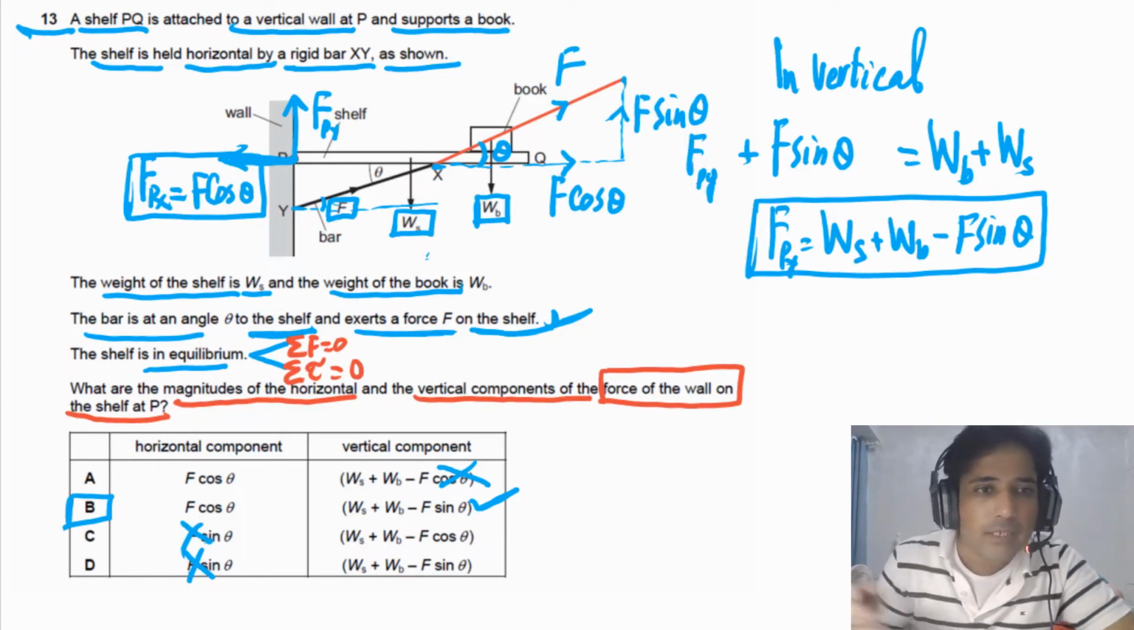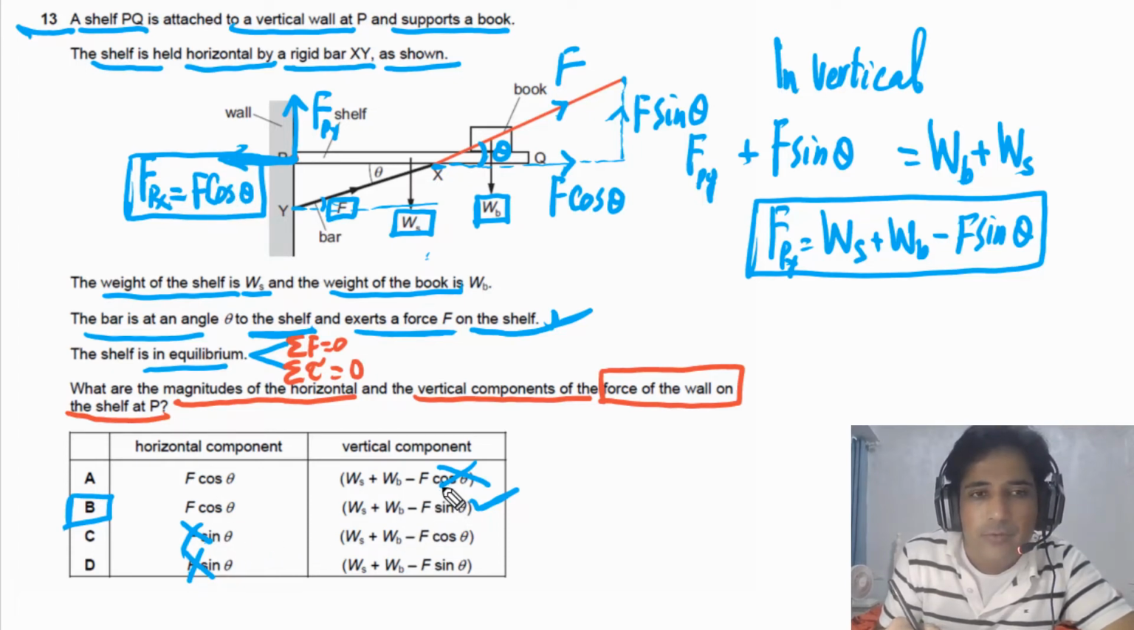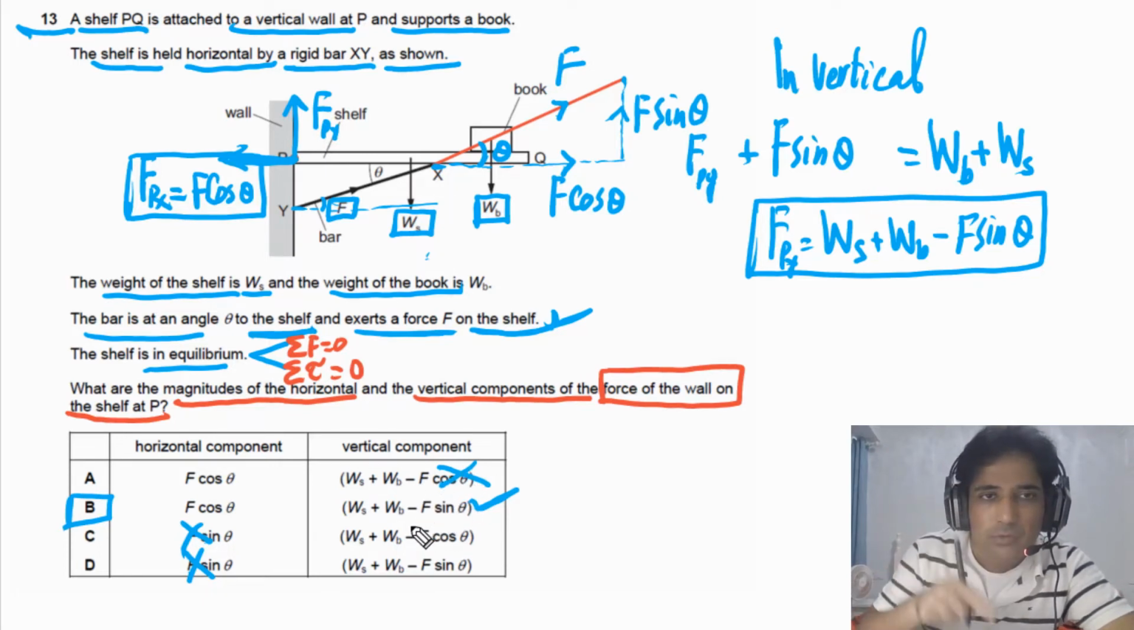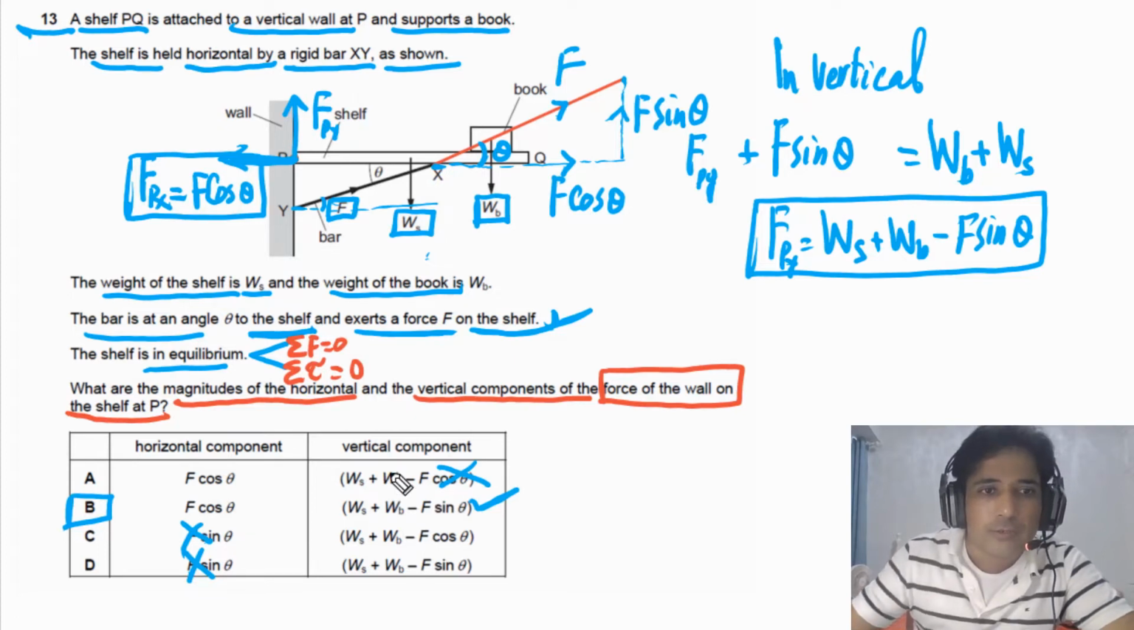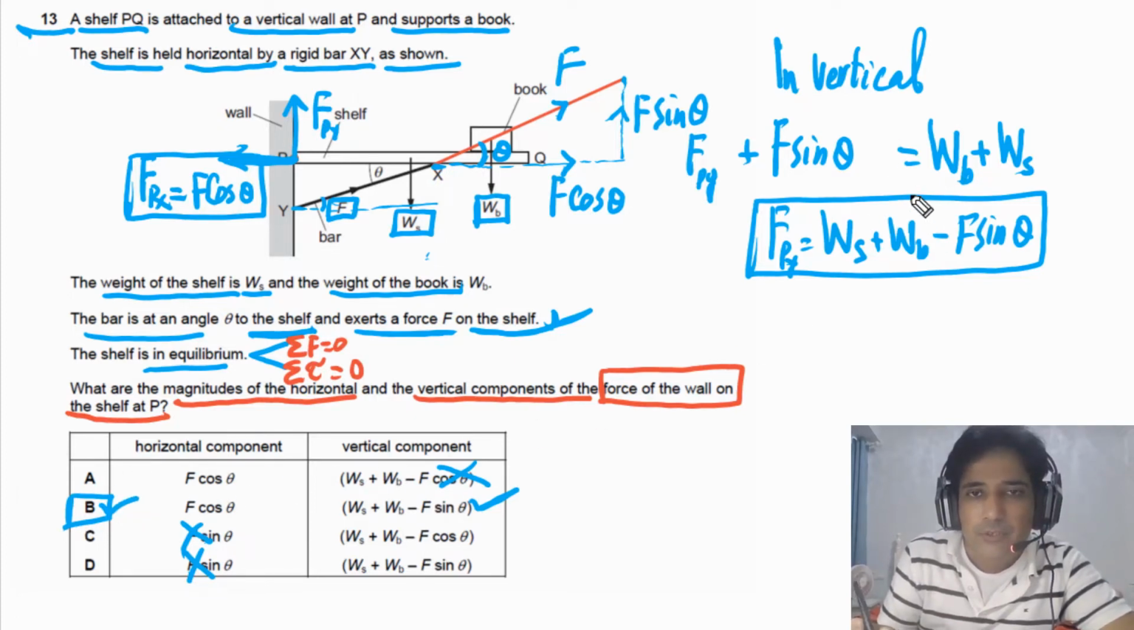When we find the value of FPY, we can come back and figure out from here that F cosine theta is not possible. So it has to be F sine theta because we are talking about forces along vertical. So we can find our final answer. Otherwise, you can compare forces like this: upward forces have to be equal to downward forces, and you can find FPY.